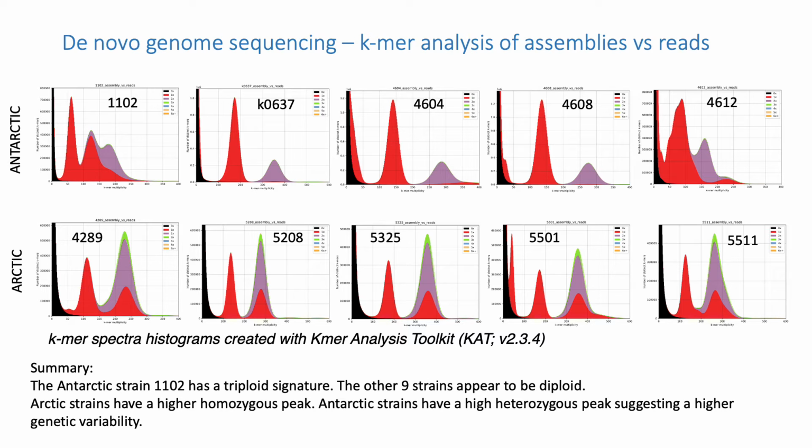With further analysis, it will be interesting to see if strains display a high level of divergence between alleles as seen in the F. cylindrus genome paper, which uses the Antarctic strain 1102.